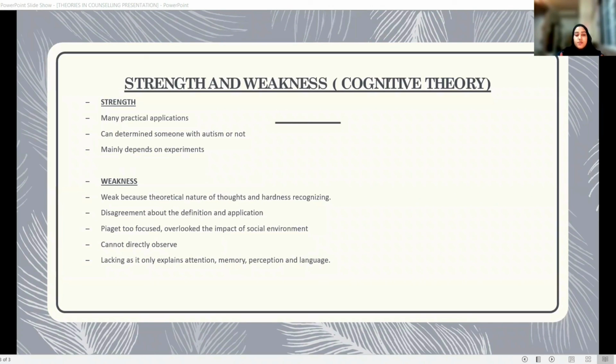And because Piaget is too focused on this cognitive theory, he overlooked the impact of the social environment. I can say he ignores that the social environment can also influence someone's behavior, how they think, and how they act. Another weakness of this theory is that it cannot be directly observed because it is too focused on the cognitive approach. And lastly, this theory is also lacking as it only explains some of the main methods, which are attention, memory, perception, and language. I'll pass it to Monica for the conclusion.